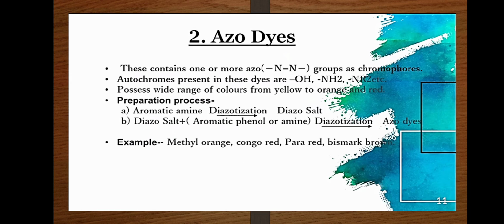Azo dyes. These contain one or more azo groups as chromophore. Auxochromes present in these dyes are -OH, -NH2 and -NR2, etc. They possess a wide range of colors from yellow to orange and red. Examples: methyl orange, Congo red.